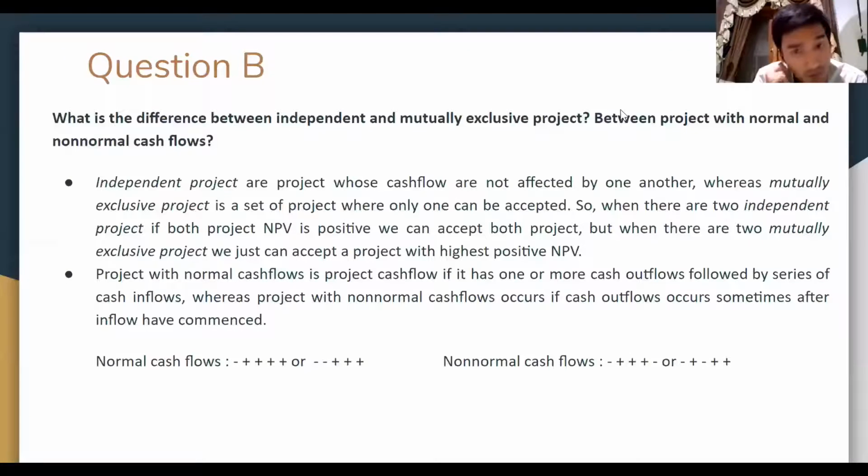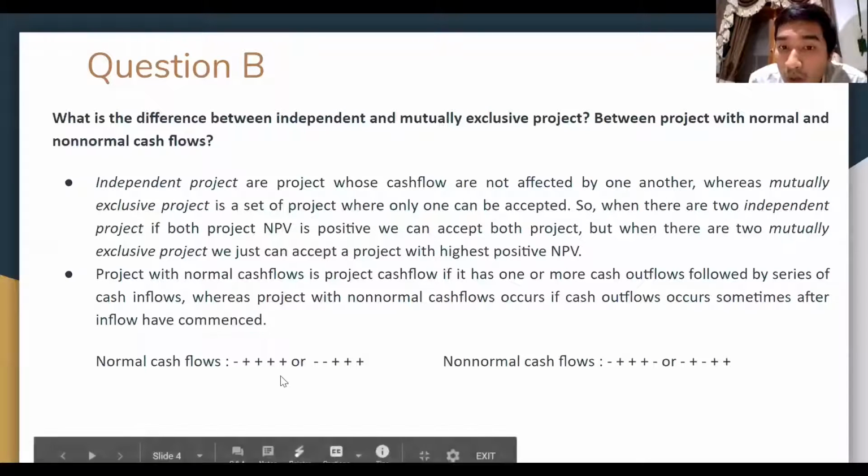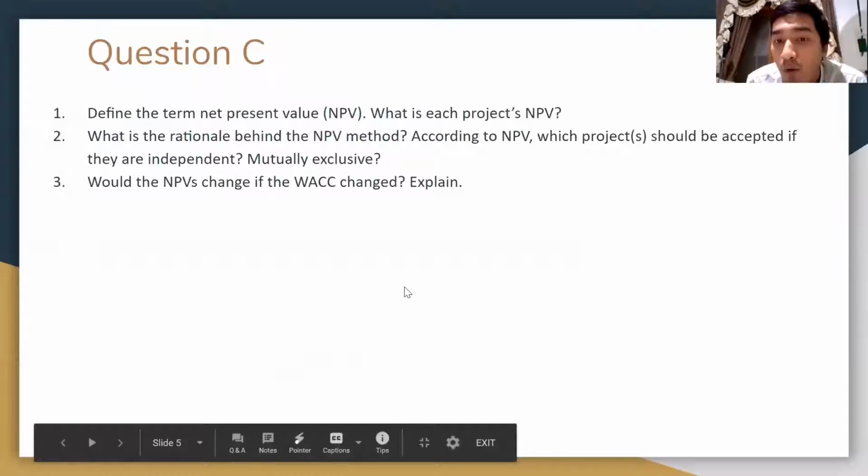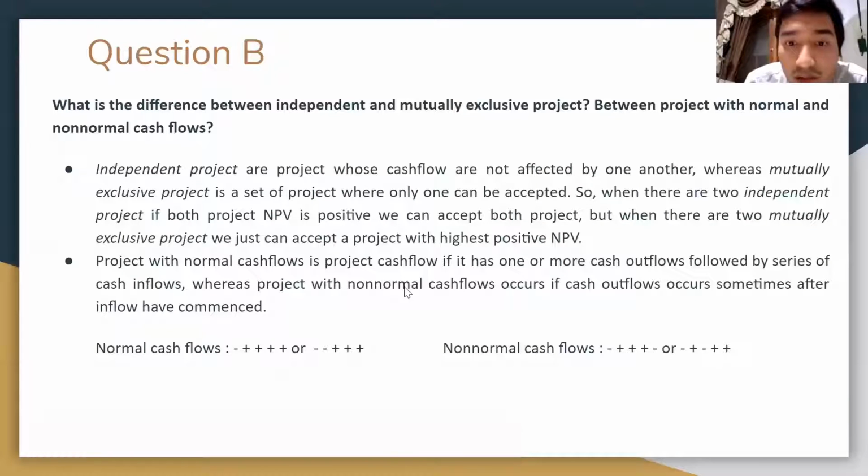What is the difference between projects with normal and non-normal cash flow? A project with normal cash flow has one or more cash outflows followed by a series of cash inflows, and for non-normal they are random. Okay, next question.